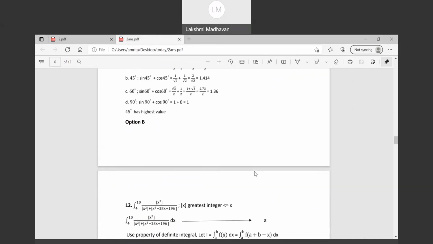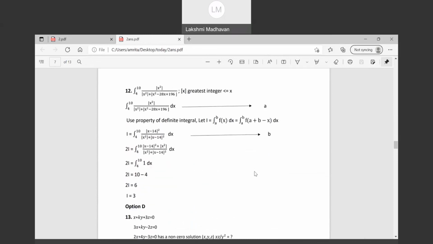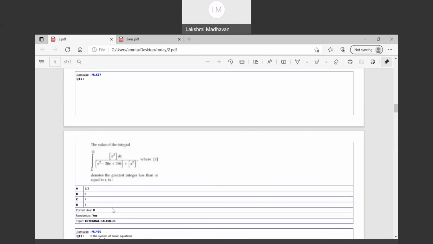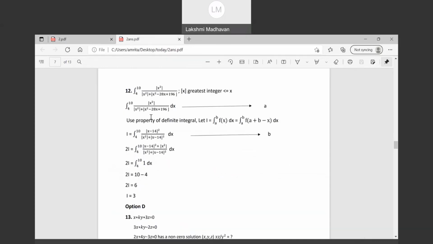So let's see how we'll be solving this question. In order to solve this question, this is the only property that you have to understand. With this property, we'll be able to solve this question. So what's given in the question? This is the condition, and the value of x is the greatest integer which is less than or equal to x. So I have the integral over 4 to 10 of x square divided by x square plus x square minus 28x plus 196 dx. I'm putting this as equation 1, just for understanding.